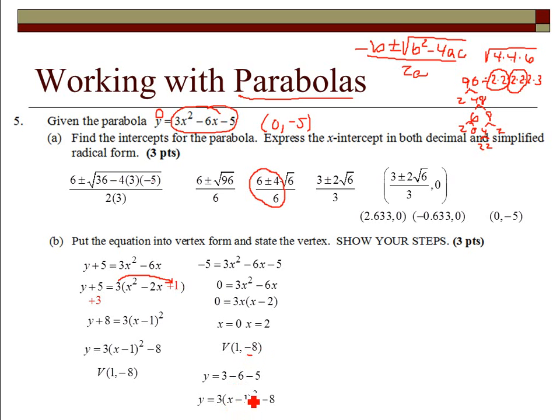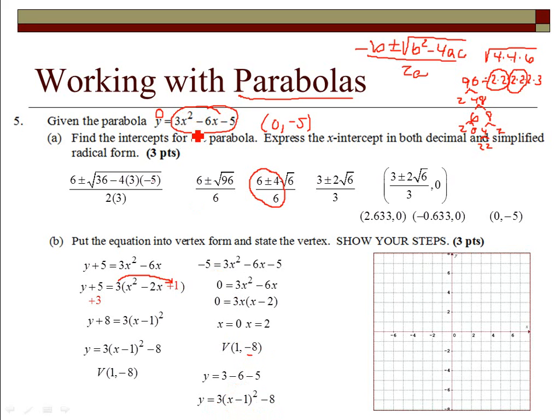So it's x minus 1 squared minus 8. And the number that's out in front is exactly the same number that the A1 was here. Okay, the last thing I wanted you to do is to use this information to graph it. So here's our graph. I've got my vertex at 1, -8, so I plot that point.